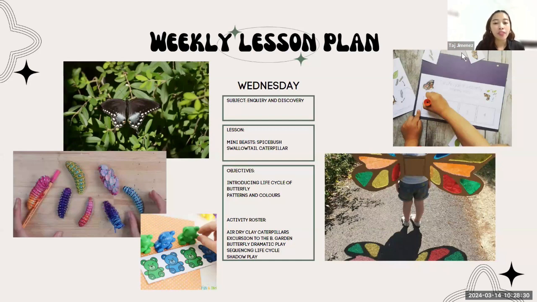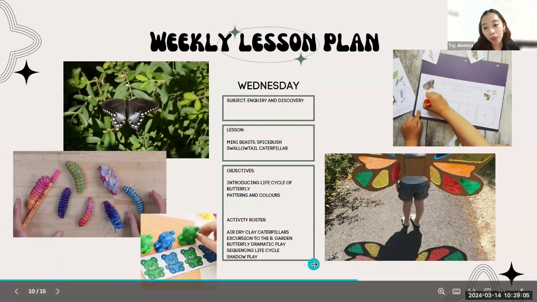So maybe if this is yours, you can include your objectives again, and then your activity roster can include a variety of activities such as air clay caterpillars. You can have an excursion or a field trip to the butterfly garden where they can actually see and start absorbing all of this knowledge. This is for naturalistic children, for visual spatial children. Sequencing the life cycle is for logically smart children, linguistically verbal. You can see there's shadow play here as well.